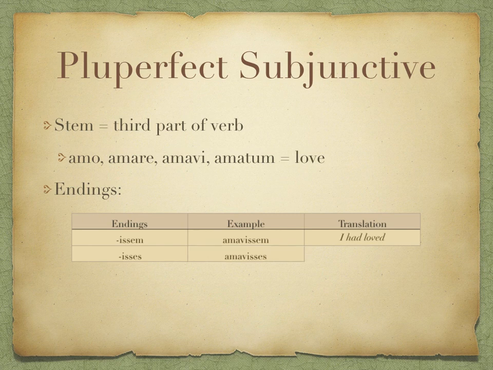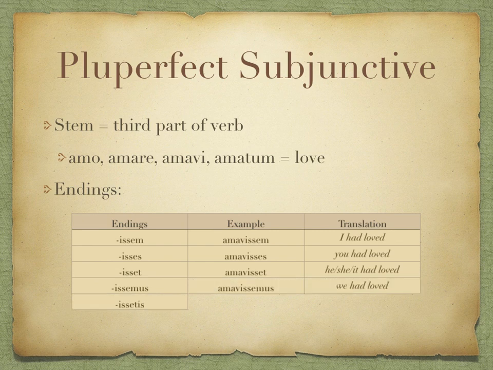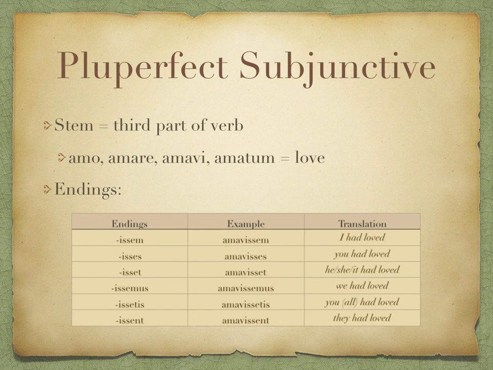Issēs, for you had loved, amavissēs. Isset, for example, amavisset, meaning he or she or it had loved. Issēmus, amavissēmus means we had loved. Issētis, becoming amavissētis, you all had loved. And issent, for they had something. So notice that these are really easy to recognize. We've got that isse in them, so they stand out, and you just need to remember that that means had. Other than that, we've seen the m, s, t, mus, tis, nt list before, so you can recognise who exactly had done something.